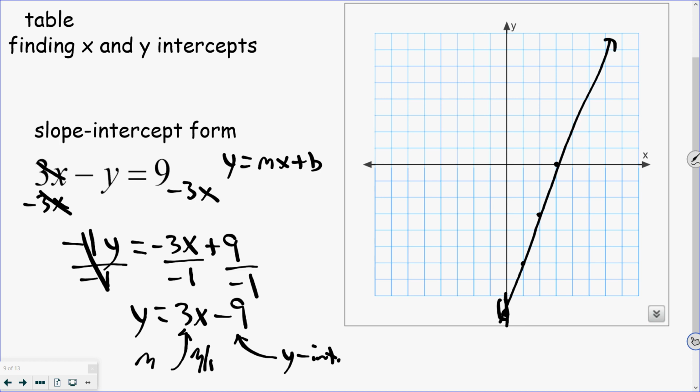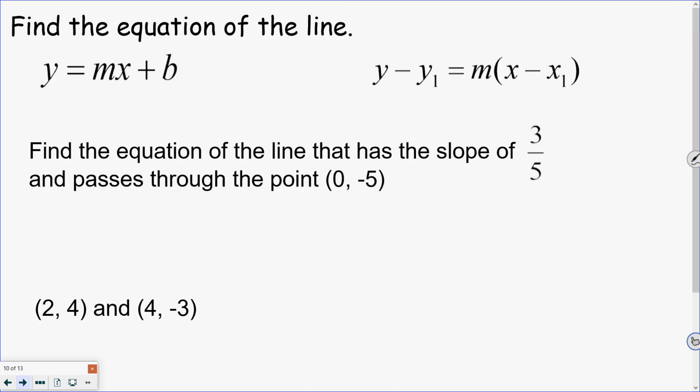So there's 3 different ways to graph, and I'm going to ask you to know each of those. So I want you to graph the table. I want you to find the x and y intercepts and be able to graph it. And I want you to be able to put it in slope-intercept form and be able to graph it.